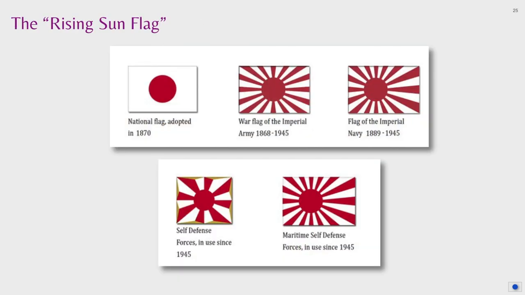Controversially, Japan still uses the rising sun flag, which many people, especially in China and Korea, associate with wartime atrocities. This is used by the Maritime Self-Defense Forces, and this is used by the ground-based Self-Defense Forces.